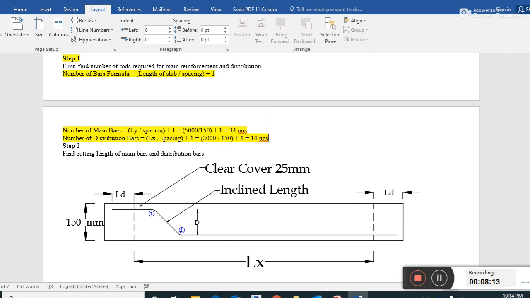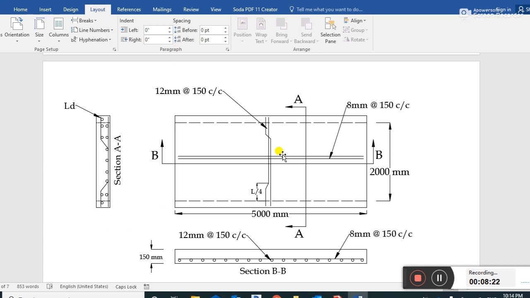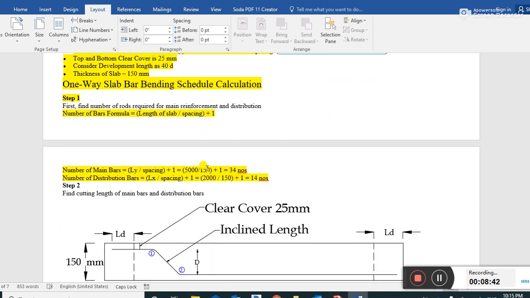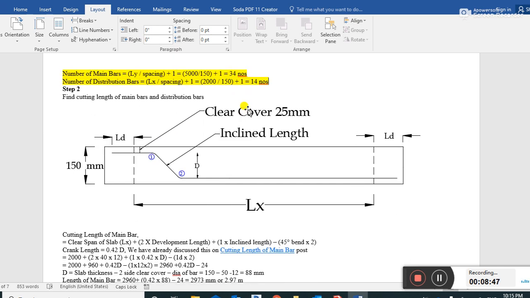Number of distribution bars is equal to lx divided by spacing plus 1. Lx is 2000 divided by 150 plus 1. This is the distribution bar, and this is the main bar. The number of distribution bars is 14. Number of main bars is 34.